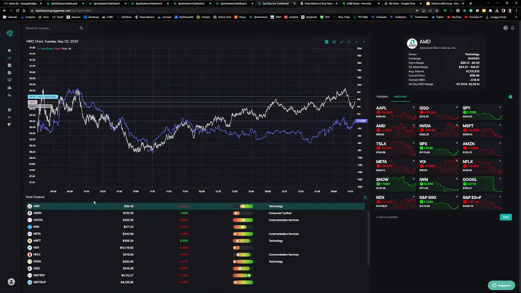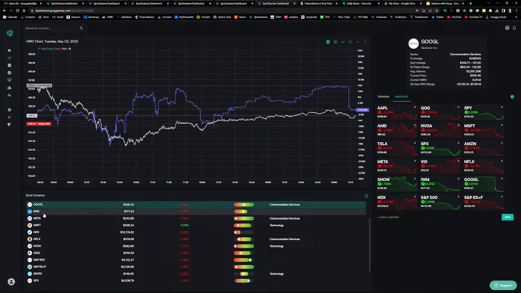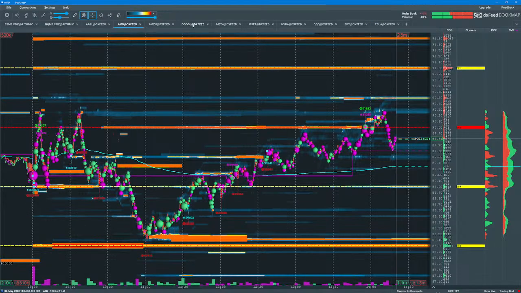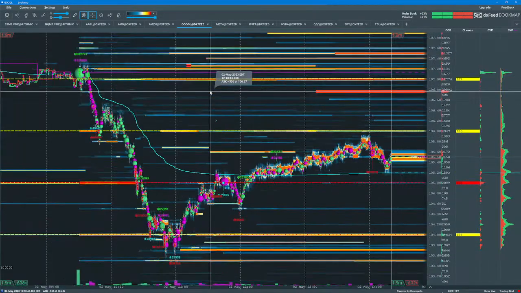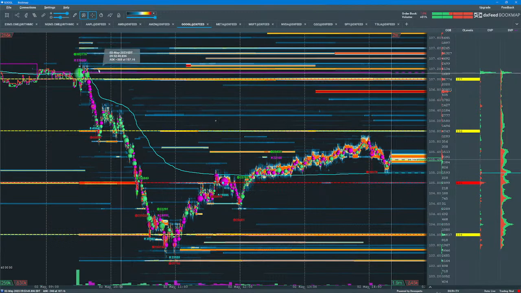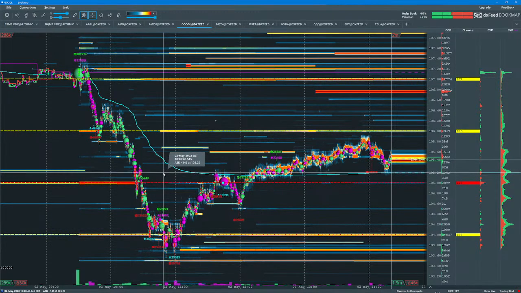Let's take a look at Google. Here's Google, also a confirmation lower. Let's take a look at Bookmap. There's Google, sharp drop lower right after the open at the 107 level down to the 104 level. Price is trying to recover. And this move lower again was confirmed by options traders.